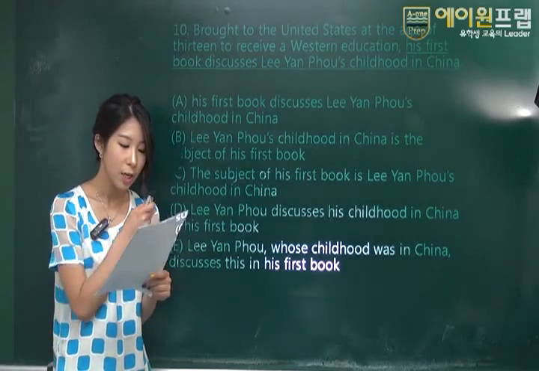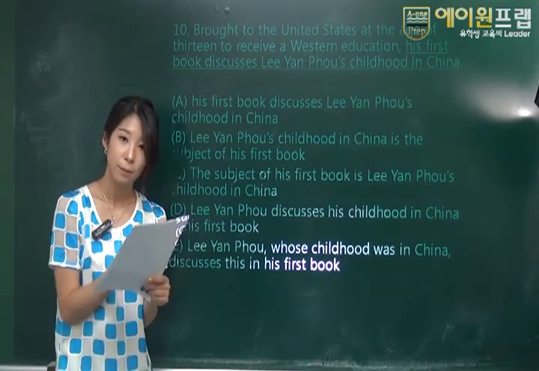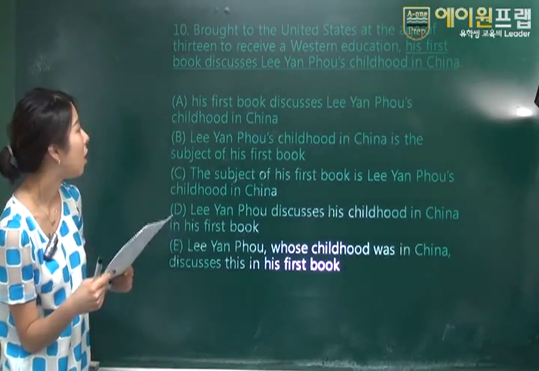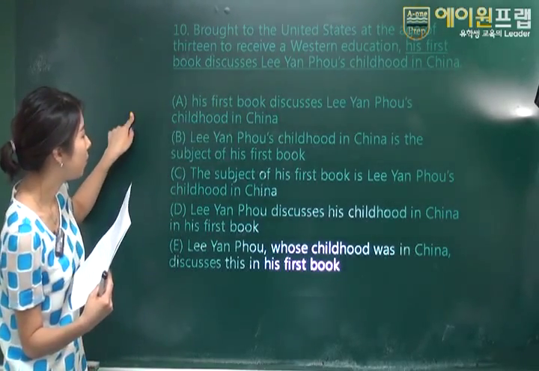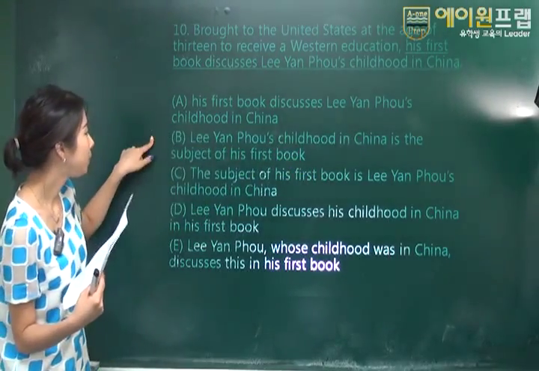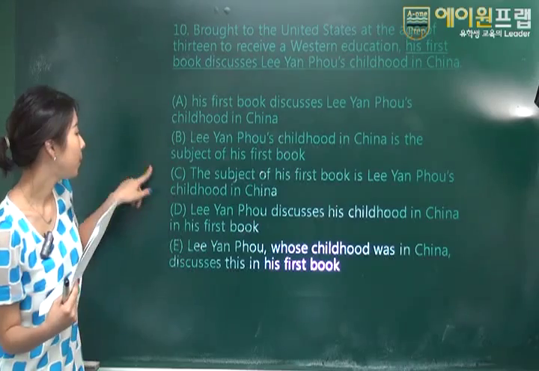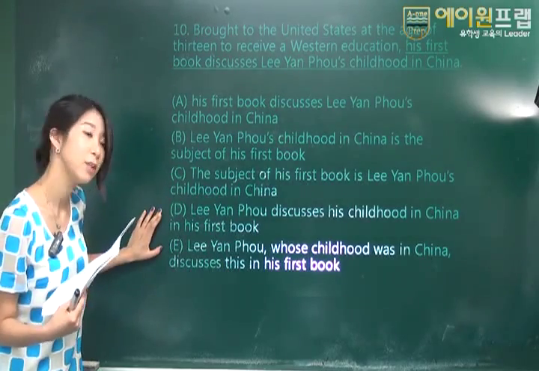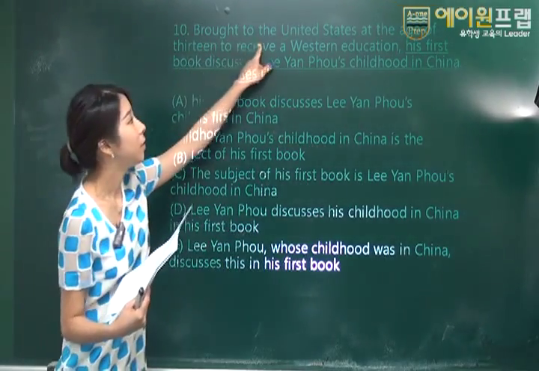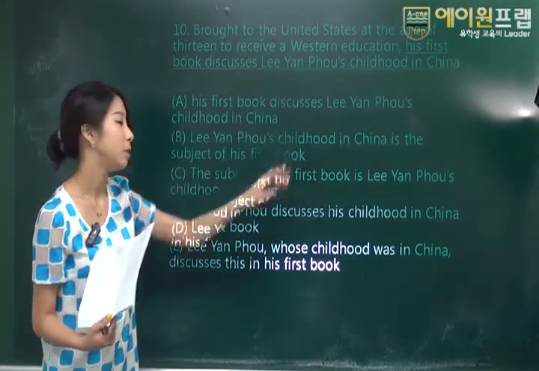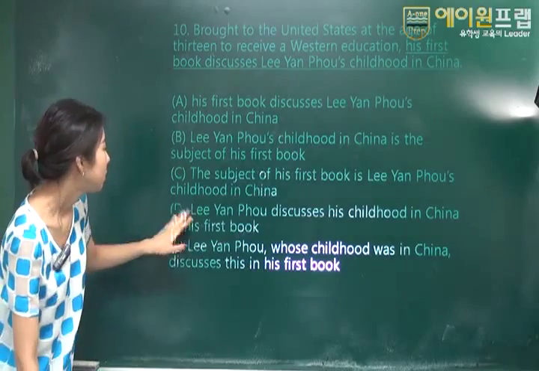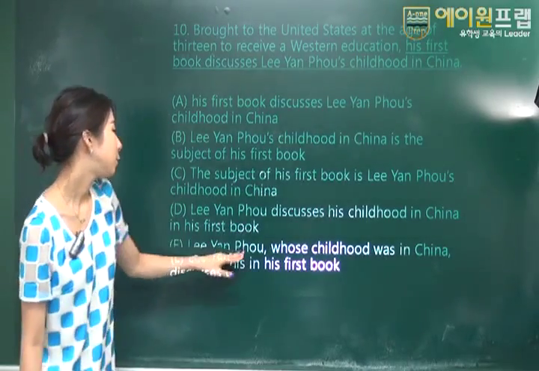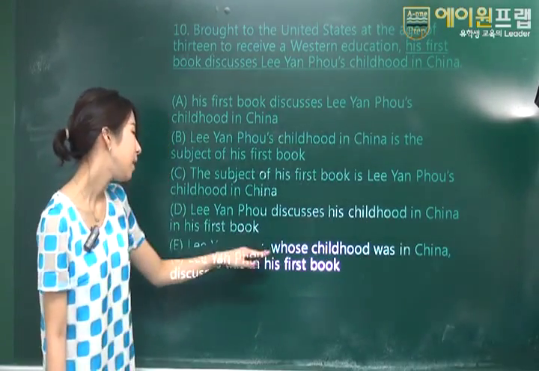So after the not underlined part, obviously the adverbial clause, there should be Li Yanfu right away, immediately after the comma. So first book, no. Li Yanfu's childhood, no. And subject of his first book, no. And Li Yanfu. Finally, D and E have Li Yanfu as a subject, right after the participle, the adverbial clause. So D and E can make sense. So let's take a closer look. Li Yanfu discusses his childhood in China in his first book. Okay, that's good. So Li Yanfu, whose childhood was in China, discusses this in his first book.